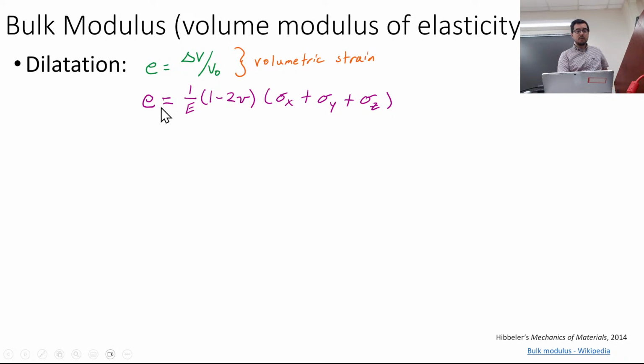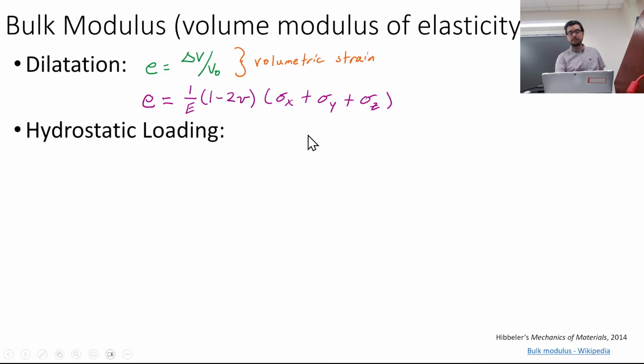And we just wrote that this dilatation can be written as an expression in terms of the stresses, instead of epsilon x plus epsilon y plus epsilon z, right? So there are two forms, right? This is also epsilon x plus epsilon y plus epsilon z.